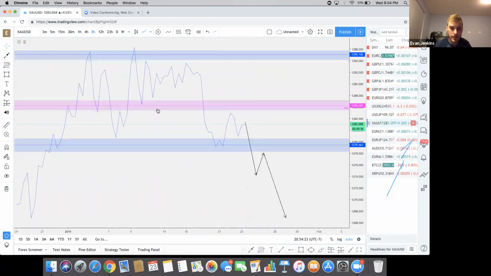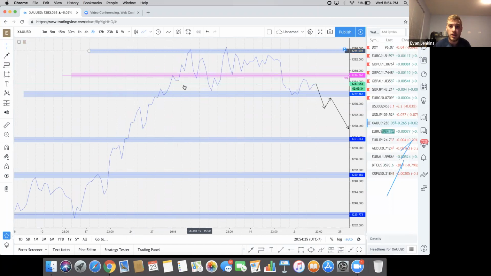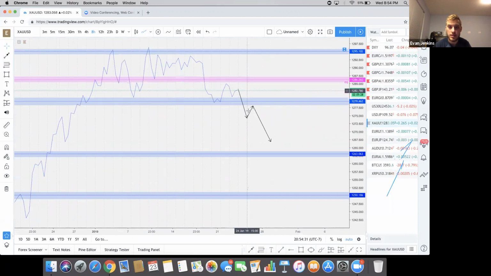I'll go back to gold here, and you can see the same thing. So it made this ceiling, made this floor, made this ceiling, made this floor. So my best guess is gold is either going to, for me to get into gold, I would need to see it break this floor, come back up, retest, and then drop down to this support right here. Or gold could just come back up to our resistance right there.